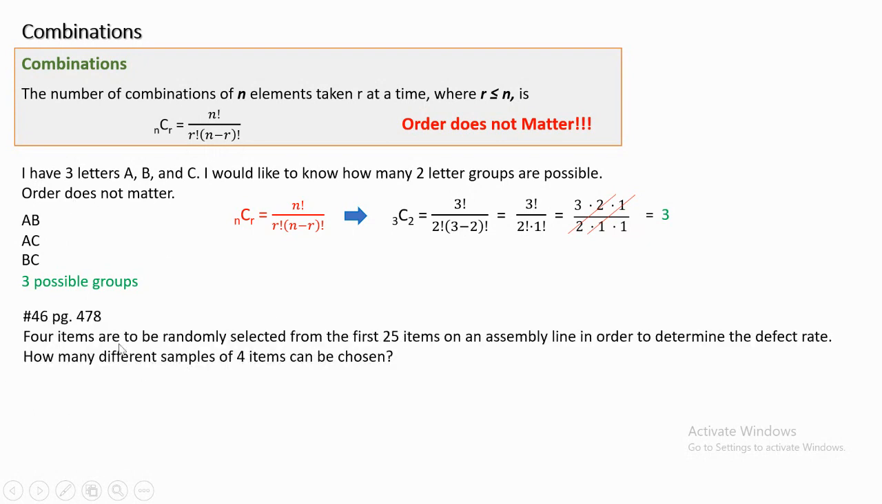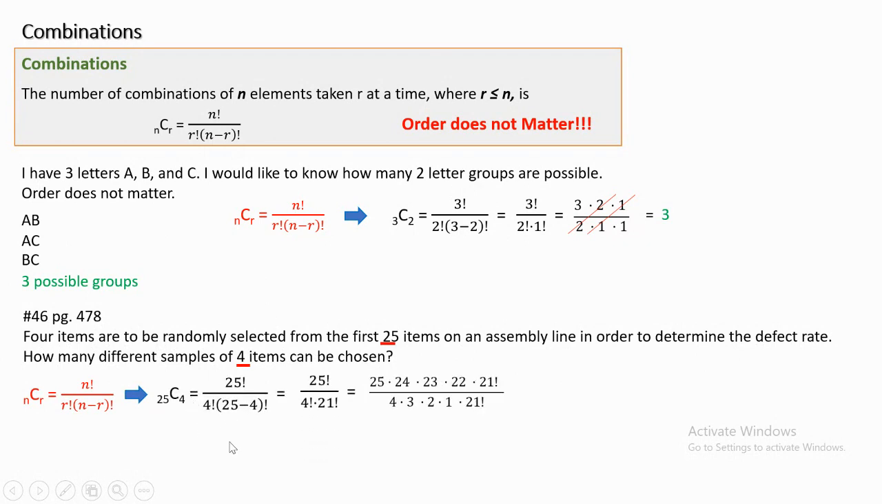Number 46 from page 478. 4 items are to be randomly selected from the first 25 items on an assembly line in order to determine the defect rate. How many different samples of 4 items can be chosen? So we have 25 and 4. So it's going to be 25 combination 4.